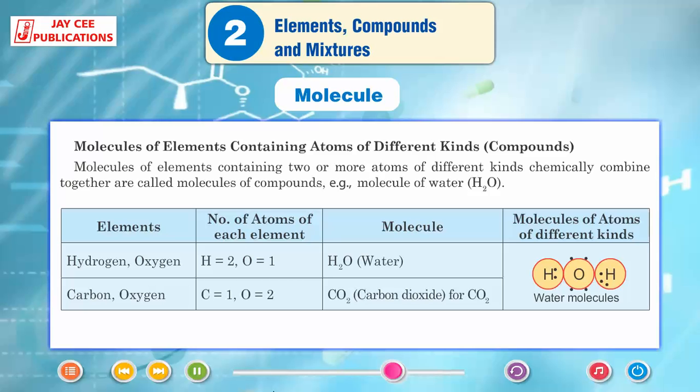Example: molecule of water, H2O. Elements, number of atoms of each element, molecule. Molecules of atoms of different kinds. Hydrogen, oxygen: H is equal to 2, O is equal to 1, H2O, water, HOH, water molecule. Carbon, oxygen: C is equal to 1, O is equal to 2, CO2, carbon dioxide.